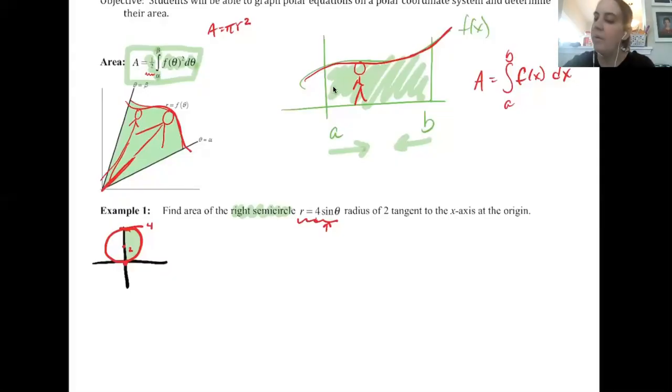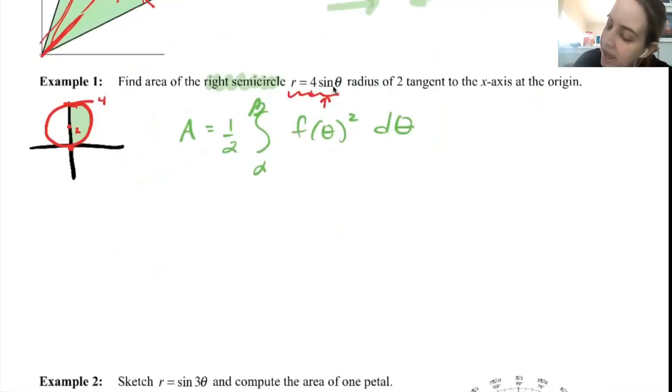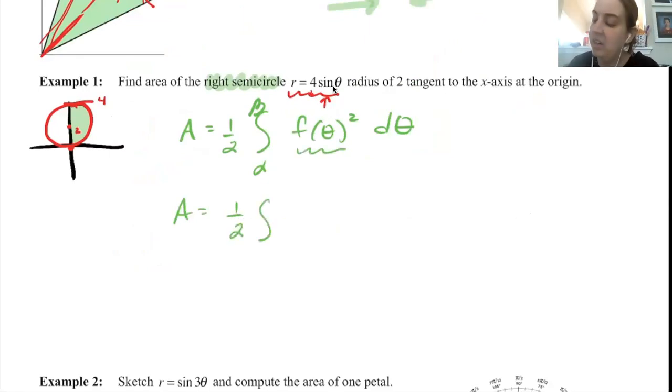All right, so our equation, I'm going to grab it from up above. Area is equal to 1/2 integral from alpha to beta, that's A and B, of f of theta quantity squared d theta. So A is 1/2. I'm going to come back to alpha and beta in just a minute. F of theta, that's your function with respect to theta there, is 4 sine theta. So 4 sine theta quantity squared d theta.